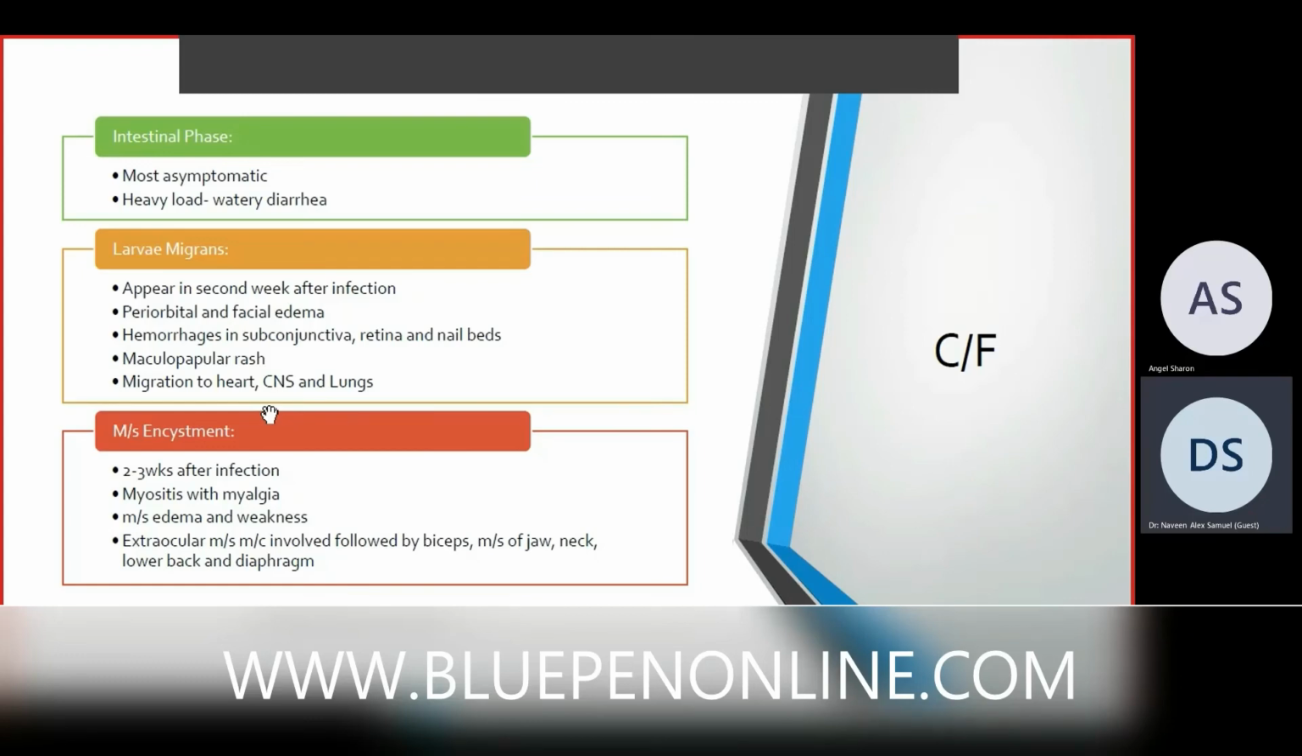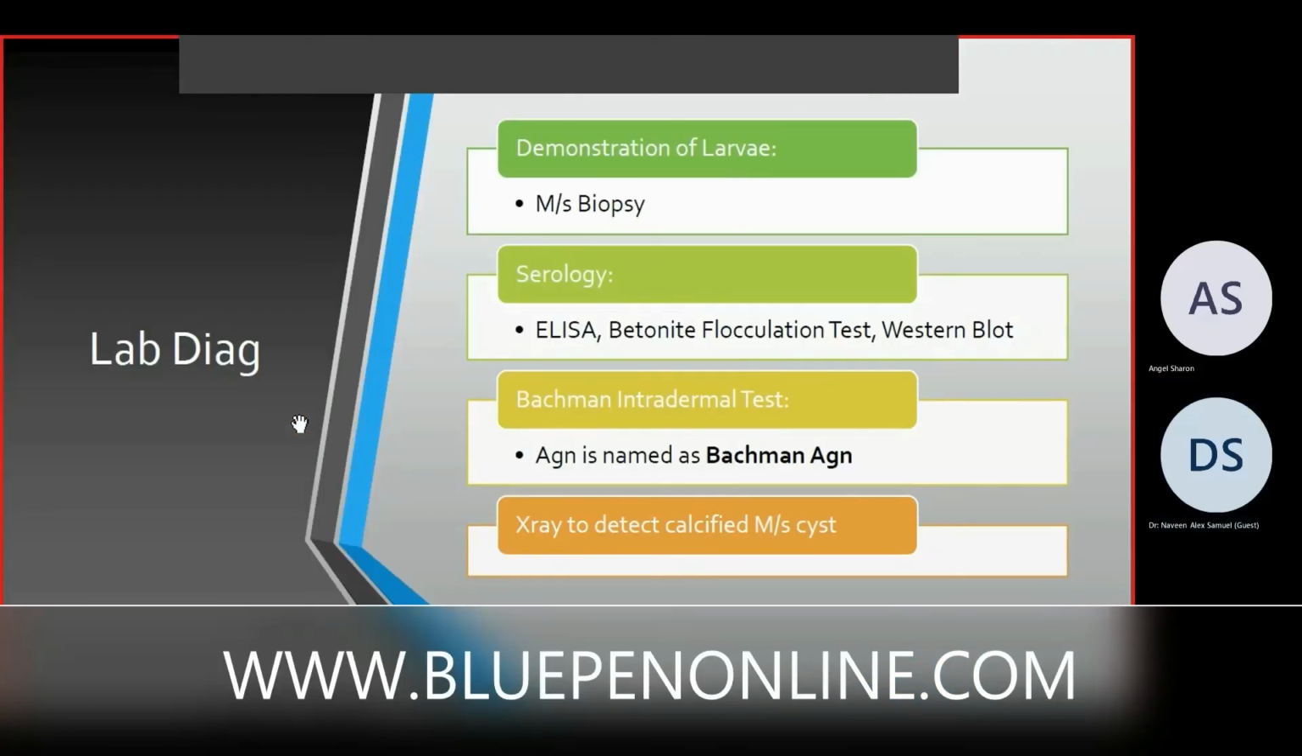And visceral larva migrans will most commonly migrate to the muscles of the eye, so periorbital edema and facial edema are seen. Then next is hemorrhages in the conjunctiva. There will be retinal hemorrhages and nail hemorrhages. And once hemorrhages are seen, you find maculopapular rashes. Then there might be visceral larva migrans migrating to the heart muscles, then the CNS, like the brain, and the lung muscles. The most commonly involved muscles are the extraocular muscles, followed by the biceps and the muscles of the jaw, neck, lower back, and the diaphragm.